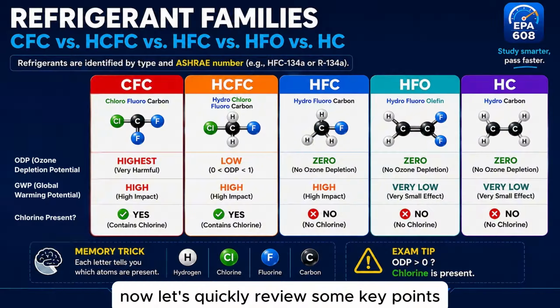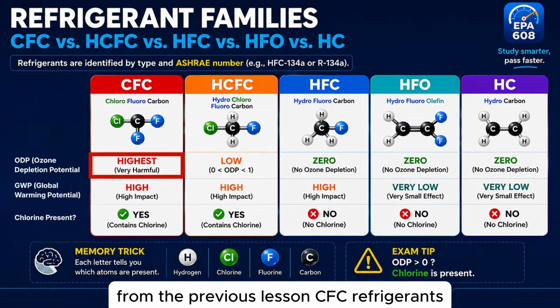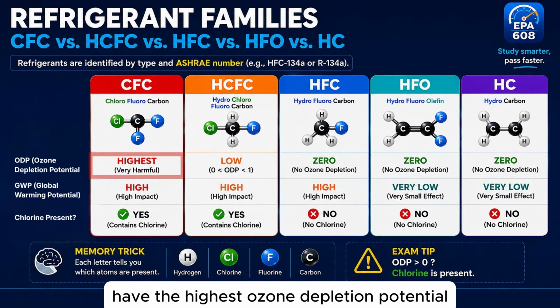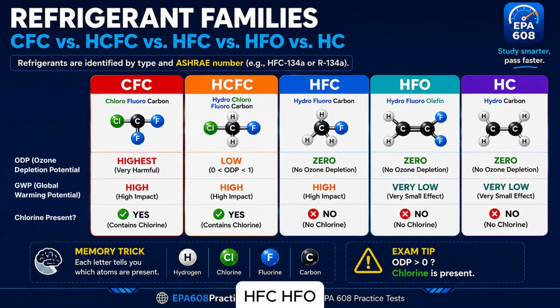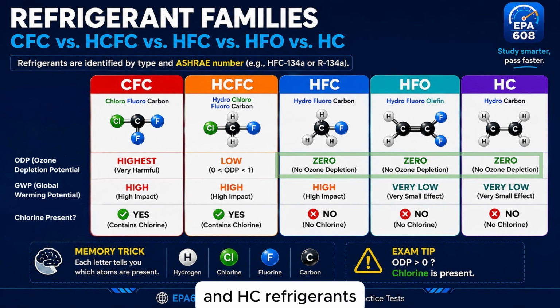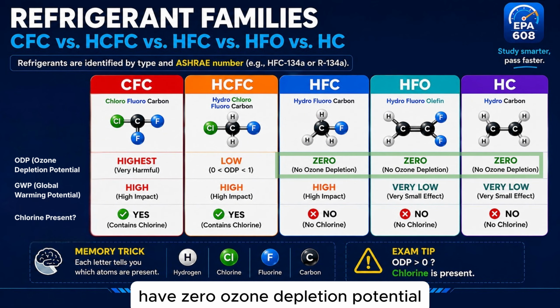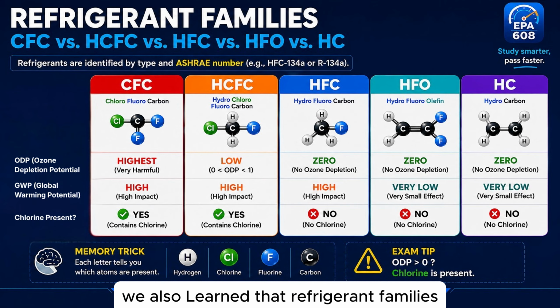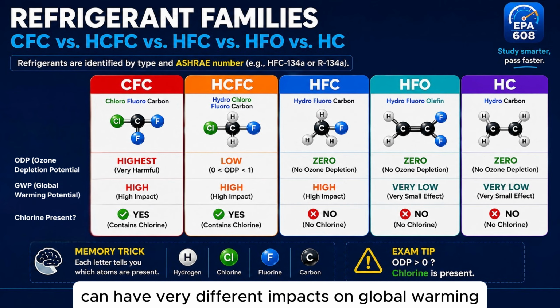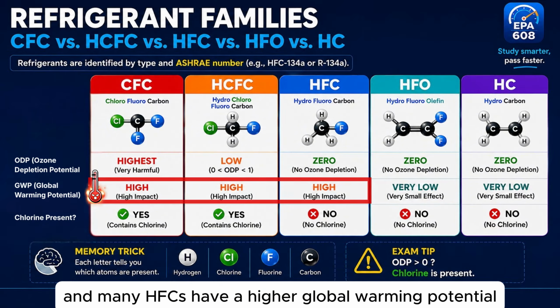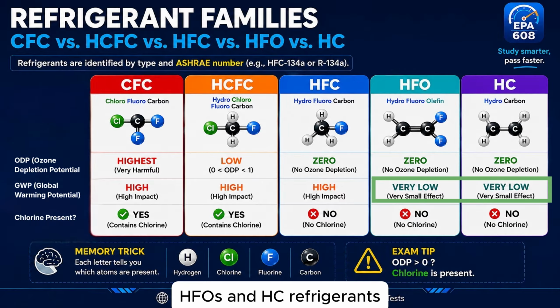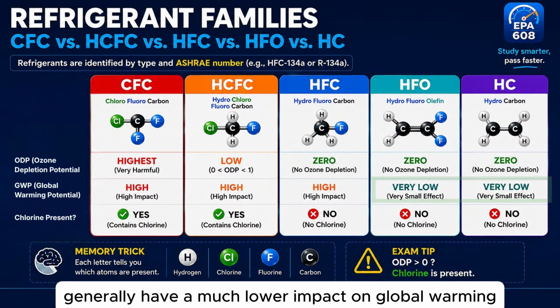Now let's quickly review some key points from the previous lesson. CFC refrigerants have the highest ozone depletion potential. HCFC refrigerants still have ozone depletion potential, but it is lower than CFCs. HFC, HFO, and HC refrigerants have zero ozone depletion potential. We also learned that refrigerant families can have very different impacts on global warming. CFCs, HCFCs, and many HFCs have a higher global warming potential. HFOs and HC refrigerants generally have a much lower impact on global warming.